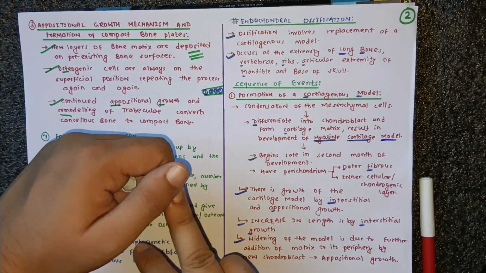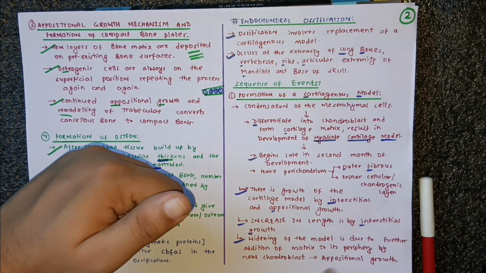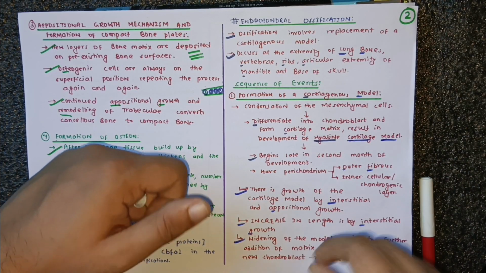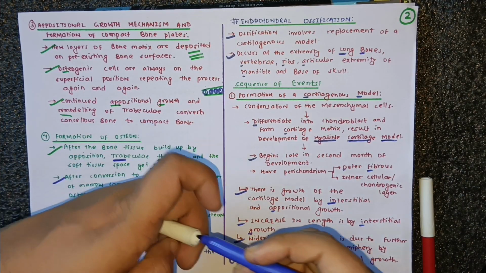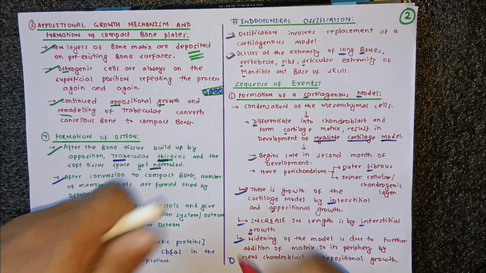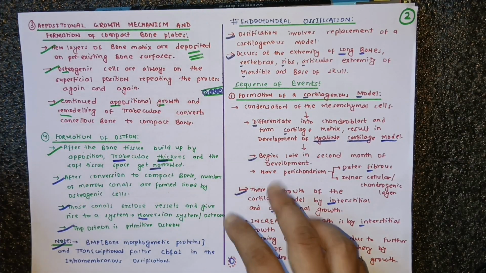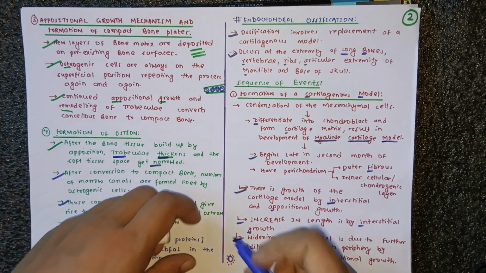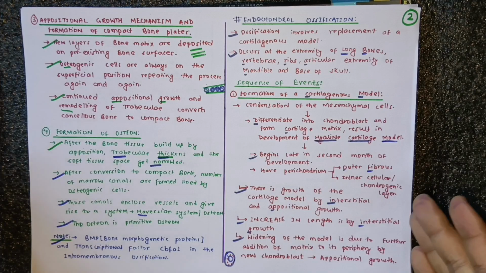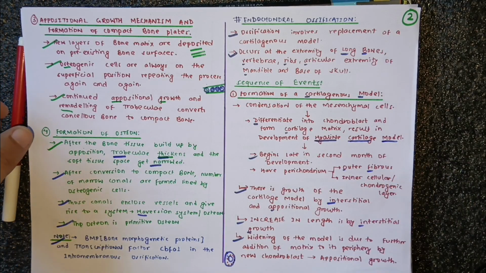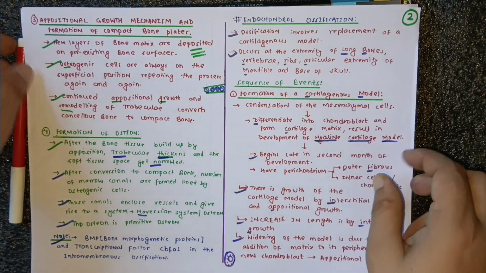Interstitial growth helps in increasing the length of the cartilaginous model, and in appositional growth, matrix is added at the periphery. So if this is a small circle, then new matrix is formed at the periphery so that this circle becomes larger, and larger, and bigger. Like this, there is a widening of the model, and that is by appositional growth. So width is increased by appositional growth, length is increased by interstitial growth.